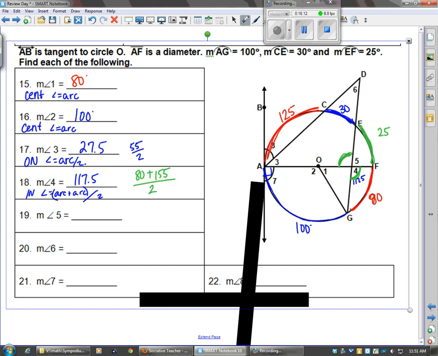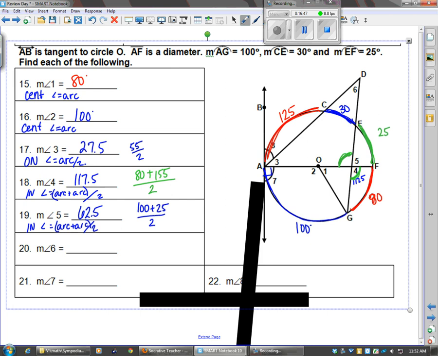Okay, angle 5 is almost the same thing, and you can do the same procedure. You might be able to see it's 25 plus 100 divided by 2, or you can recognize that 4 and 5 are a linear pair. They're side by side on a straight line, and you could just subtract from 180 to get 62.5. So either way you go, whether you use the formula of arc plus arc divided by 2, or you use linear pair, you should get 62.5.